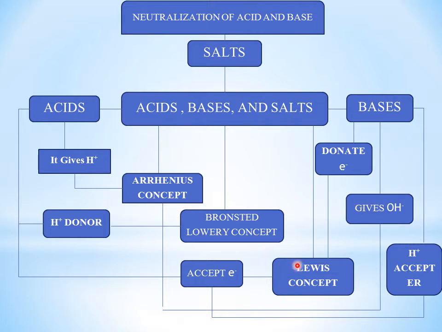Okay, now the third one is the Lewis concept. According to the Lewis concept, acids are those species which accept an electron or a pair of electrons, and bases are those species which donate an electron or a pair of electrons. So these were the definitions of acids and bases.